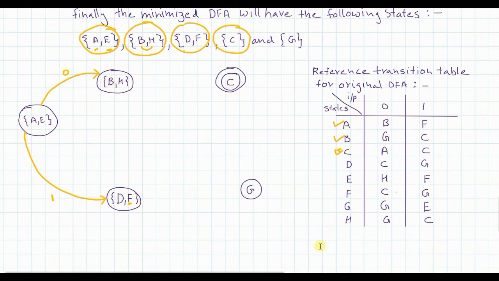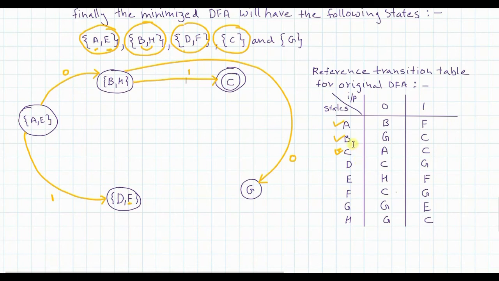Now G is an individual state, so I can directly draw. From BH on reading 0, we go to G. B on 0 goes to G. B on 1 goes to C. So then BH on 1 goes to C.